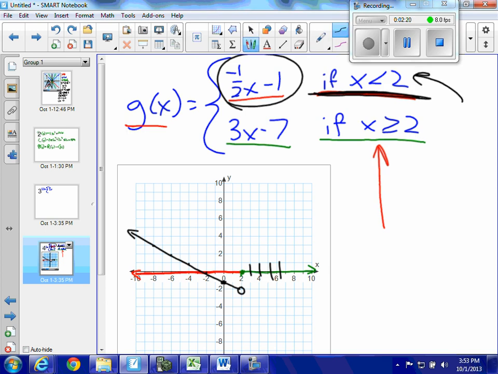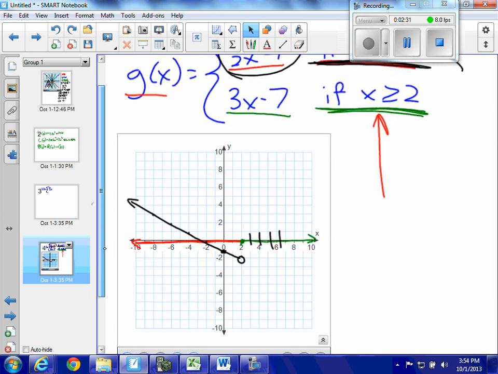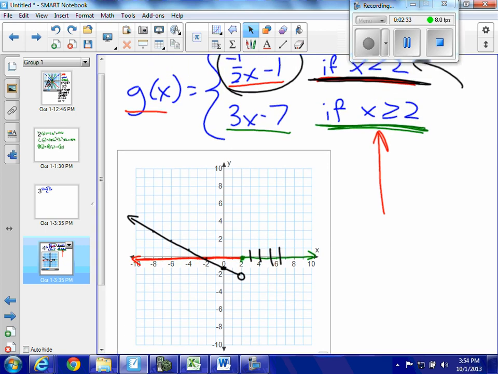Well, okay, that's fine and dandy. But what about if x is greater than or equal to 2? That's my green part right here. Well, if x is greater than or equal to 2, then I want the function 3x minus 7. If I was to draw that function ignoring this piecewise restriction, I would go down here to negative 7. I'd have a y-intercept there, and I'd have a slope of 3.